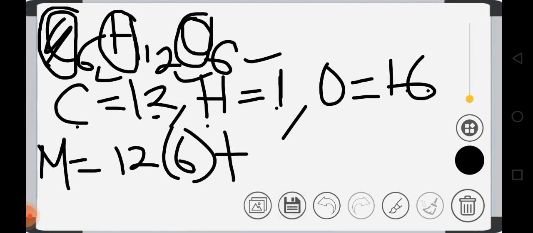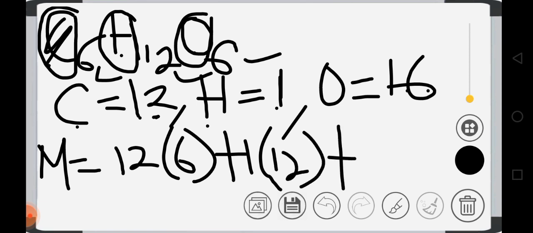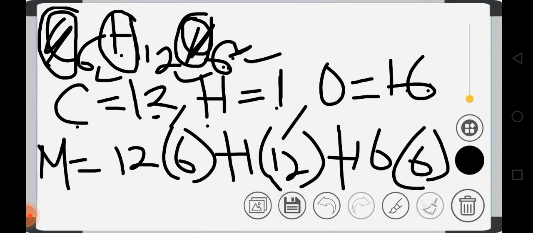Then plus this H will replace it with 1. Then the 12 will still remain there. Then plus this O will replace it with 16. Then this 6 will still remain there. So we're going to have this.